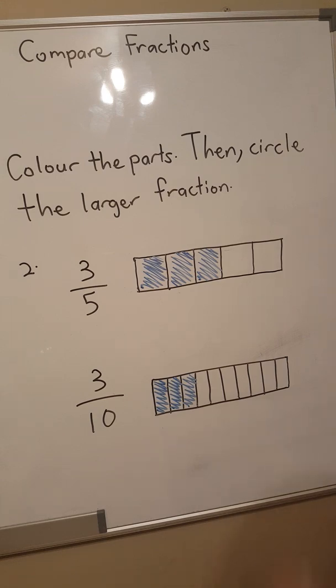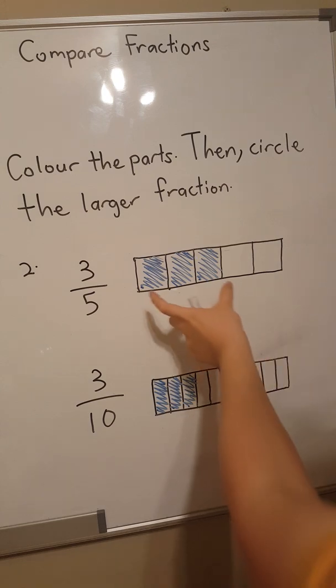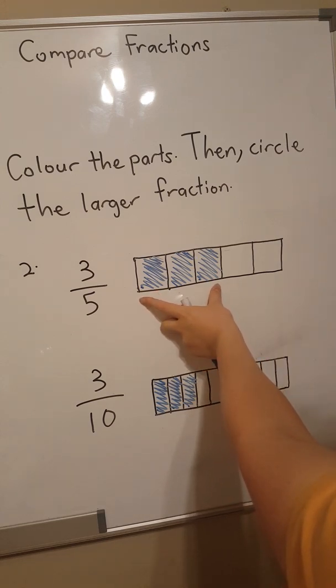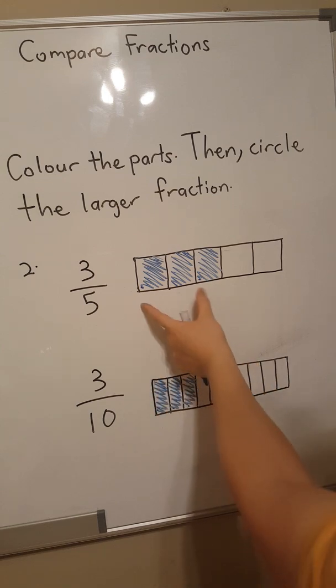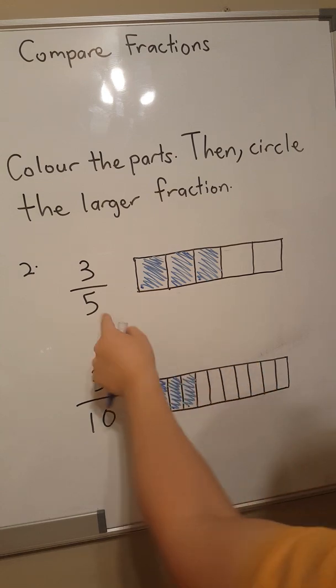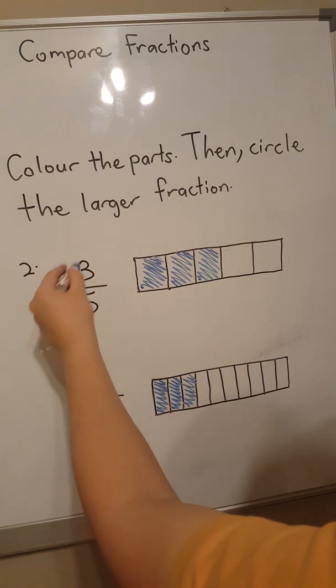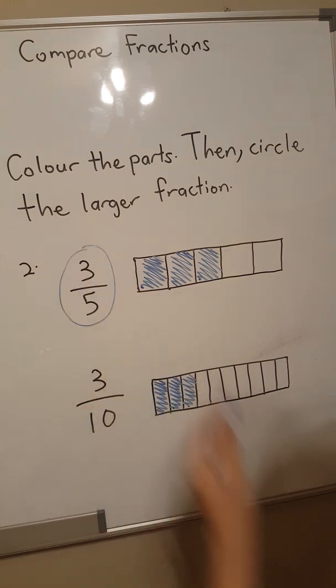So now, circle the larger fraction. Which one is the larger fraction? Clearly, 3 over 5 is a larger fraction than 3 over 10. 3 over 5 is a larger fraction. So we circle the larger fraction, 3 over 5.